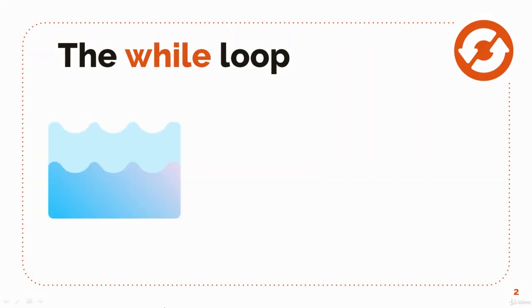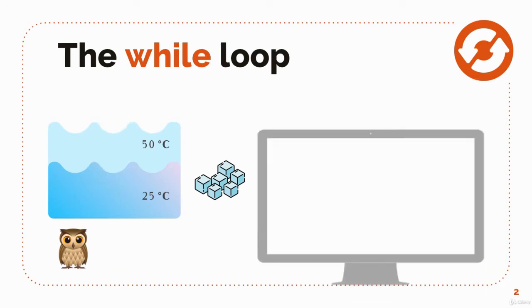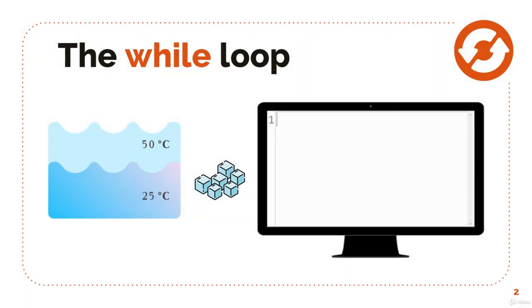Imagine you have a large container of water with a temperature of 50 degrees Celsius, and you wanted to reduce the temperature down to 25 degrees. Now, if I say to you, while the temperature is too high, add ice cubes, that would make sense, right? Well, Python follows the same pattern.